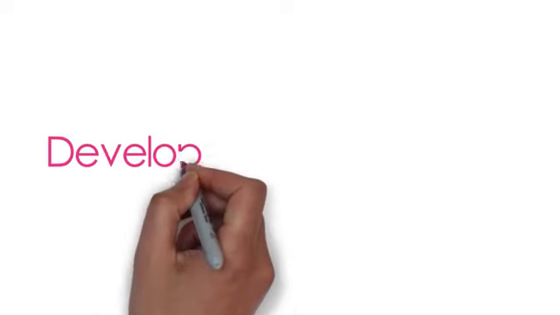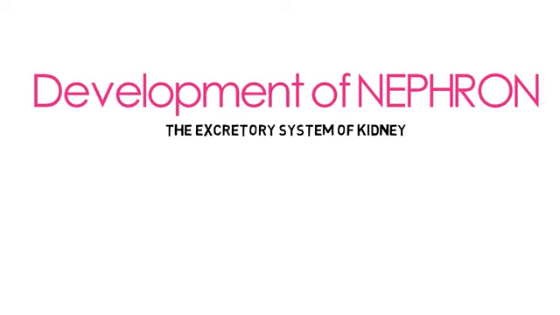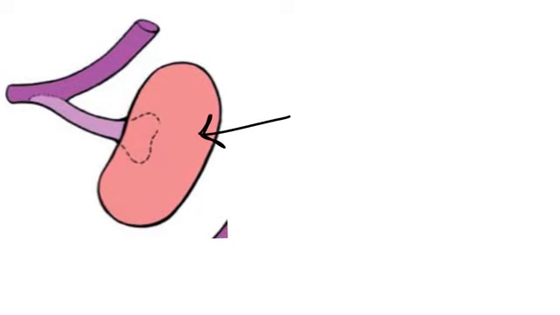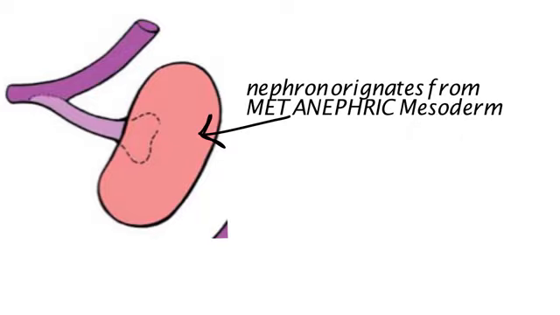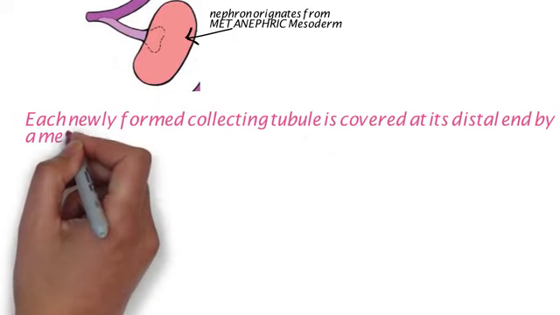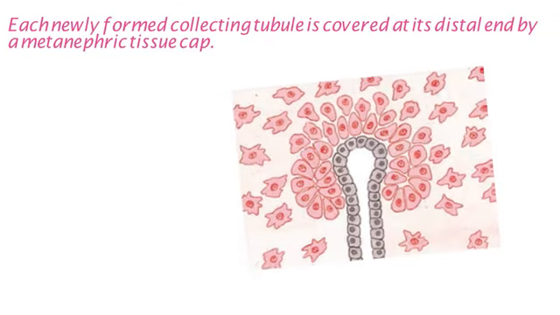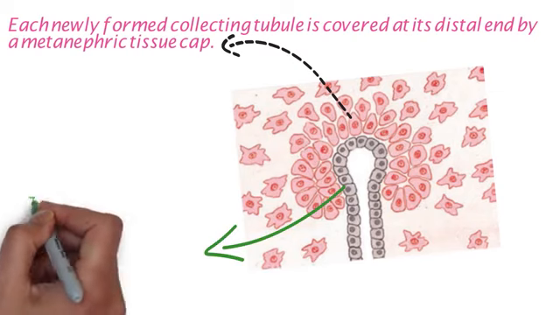Now comes the second portion of the illustration, that is about the nephrogenesis. Okay, look at this figure. The pink area in this figure is metanephric mesoderm or mesenchyma, and the nephron originates from this metanephric mesoderm. As I told you earlier, each newly formed collecting tubule is covered at its distal end by metanephric tissue cap or mesenchyma. And you can very easily appreciate this fact in this figure. This is a metanephric tissue cap, and this is a ureteric bud.